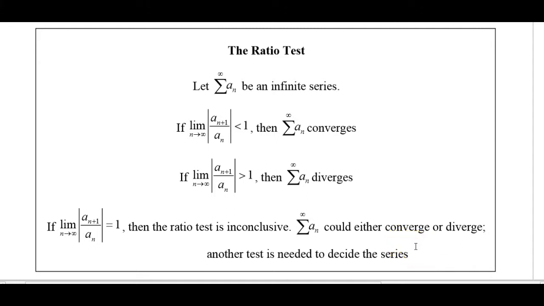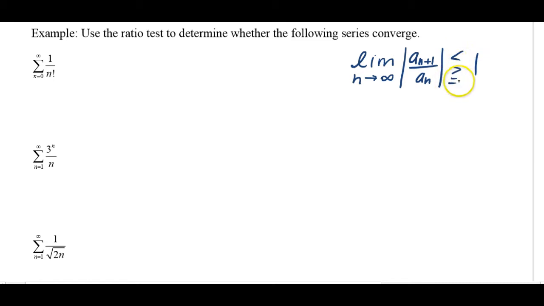So let's see the ratio test put into action. Alright, so in these examples we want to use the ratio test to determine whether the following series converge or diverge. So off to the right here, I'm going to write what we need to look at. We need to look at the limit as n approaches infinity of the absolute value of a sub n plus 1 over a sub n, and we need to compare that to 1. So whether it's less than, greater than, or equal to 1 is what we're trying to decide right now.